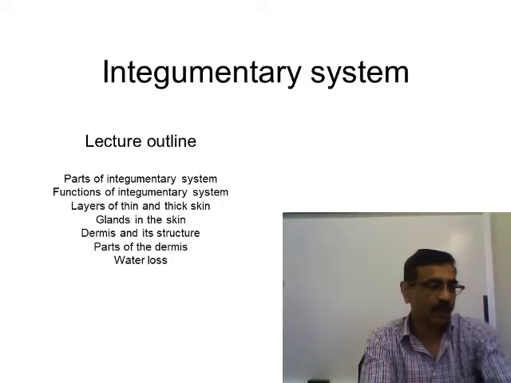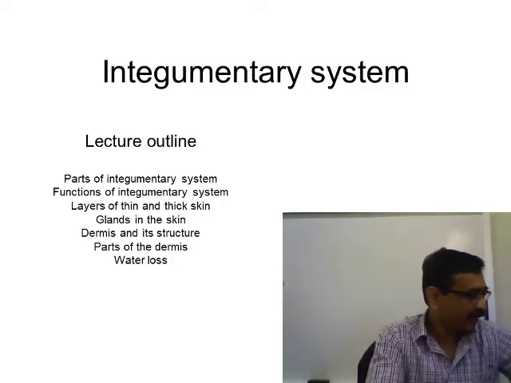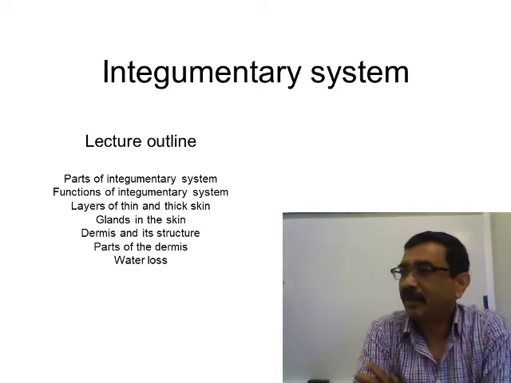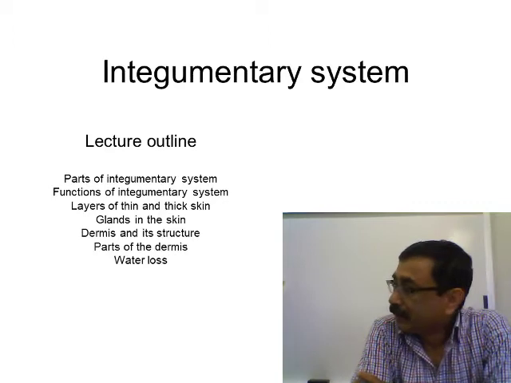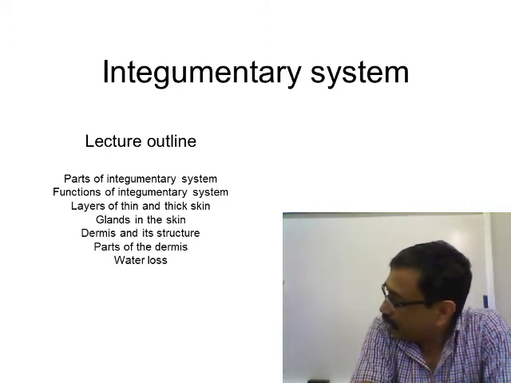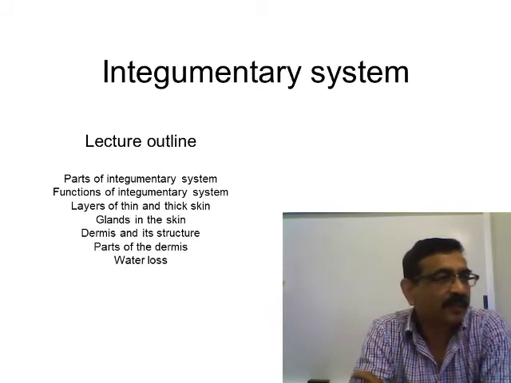First, we'll talk about the integumentary system. You know that the human body consists of 11 systems, and the integumentary system is one of those systems that covers the whole body. First, we'll see the parts of the integumentary system.